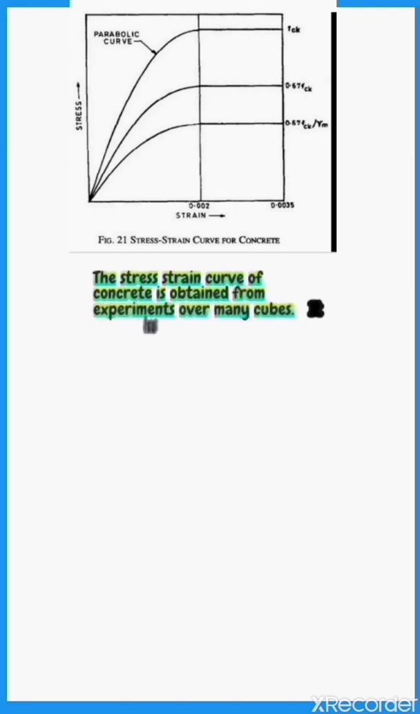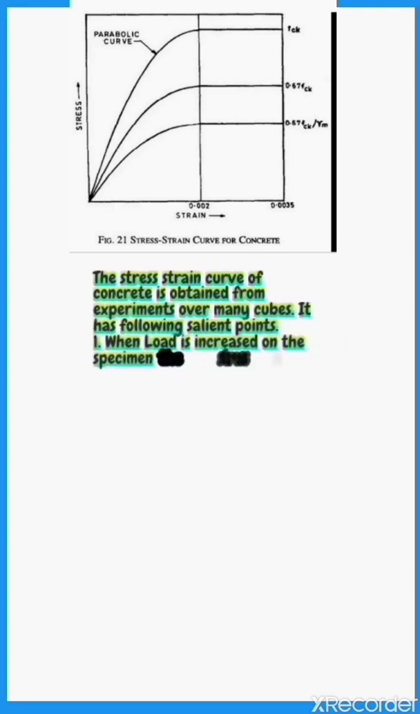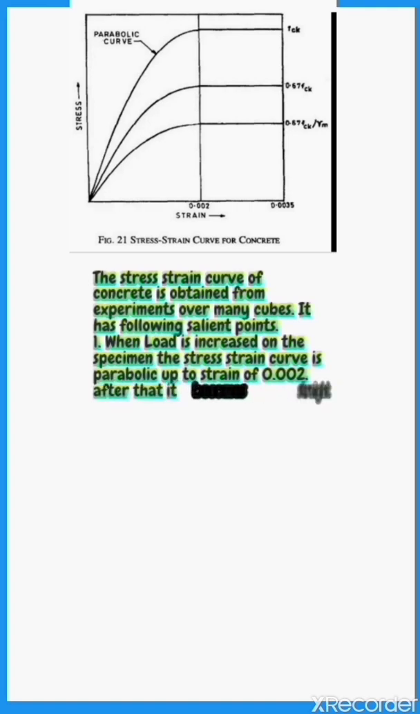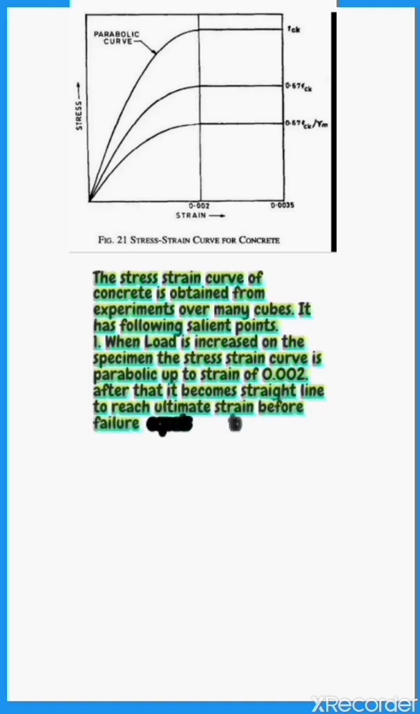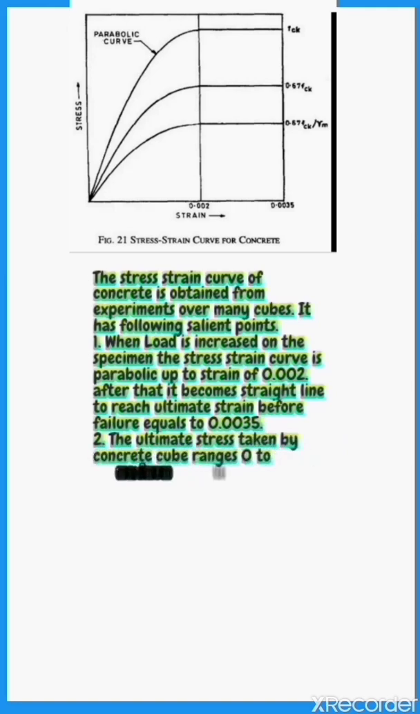The stress-strain curve of concrete is obtained from experiments over many cubes. It has the following salient points. 1. When load is increased on the specimen, the stress-strain curve is parabolic up to a strain of 0.002. After that it becomes a straight line to reach the ultimate strain before failure, equal to 0.0035. 2. The ultimate stress taken by a concrete cube ranges from 0 to a maximum value of fck.